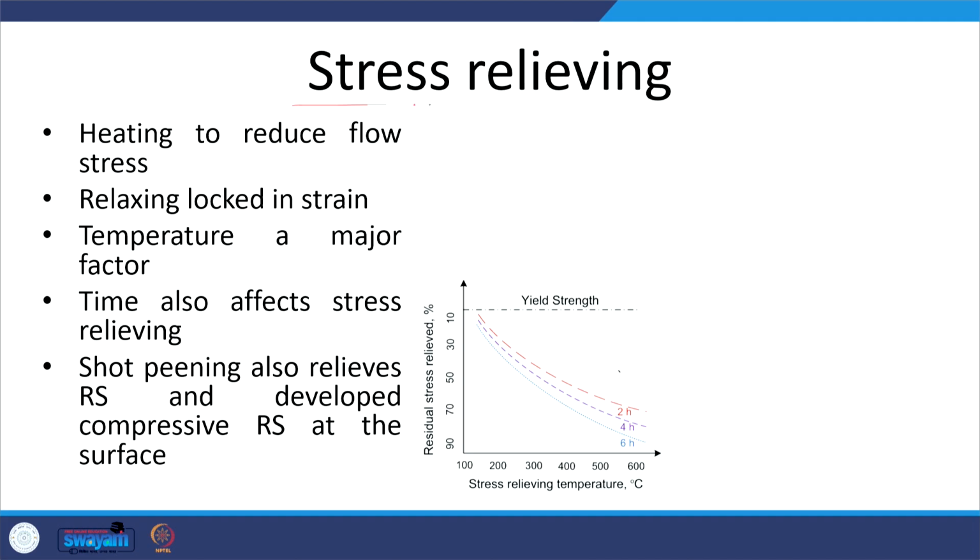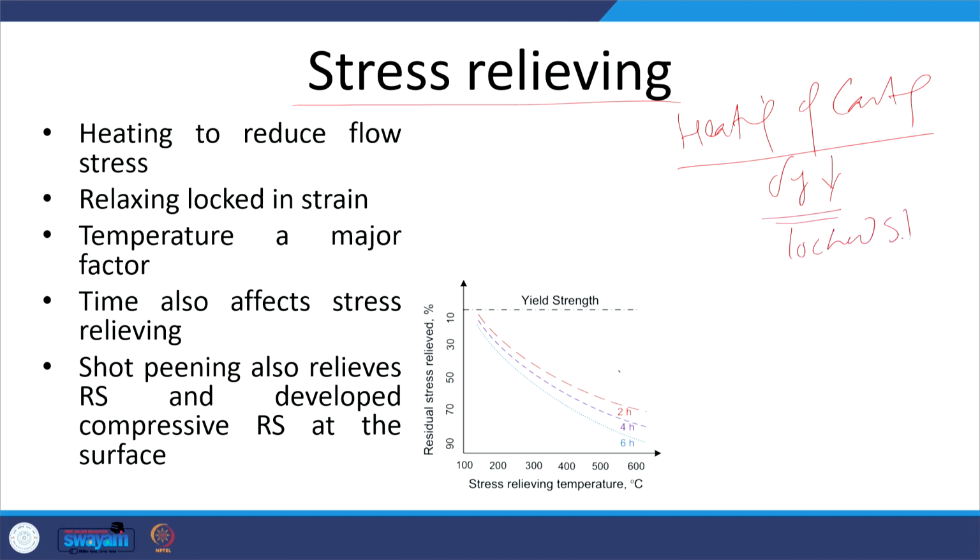So, as far as the stress relieving is concerned, this is one of the approaches where the casting is heated to a high temperature enough so that the yield strength or the flow stress of the metal is reduced. Okay, so that the locked in strain is relaxed. So higher the temperature, greater will be the reduction in yield strength, greater will be the relaxation in the locked in strain, and that in turn will help in reducing the residual stresses.